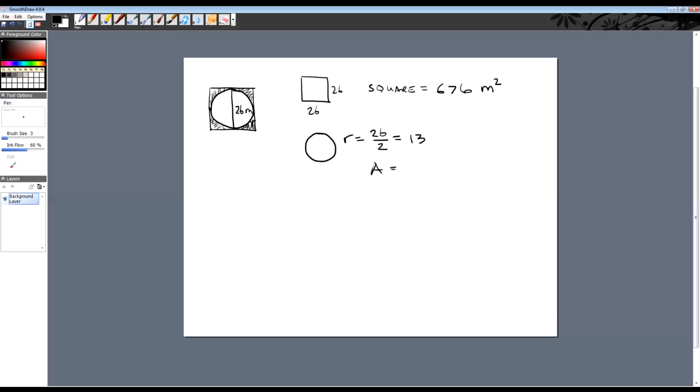The area here is pi times r squared, or pi times 13 squared. And we'll use 3.14 for pi again. And this gives us 530.66 square meters. So we have an area of a square, and an area of a circle. We just take the area of the square, 676 square meters, and subtract the area of the circle. And we get 145.34 square meters.